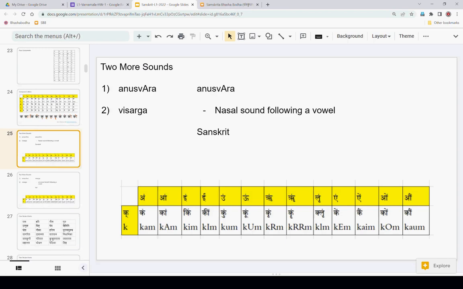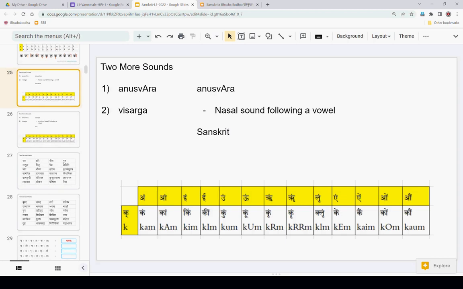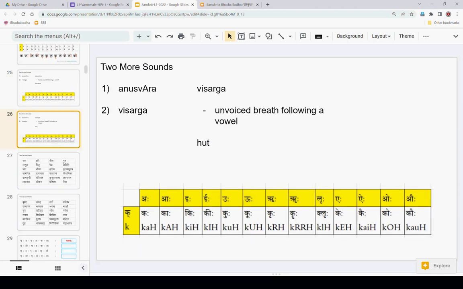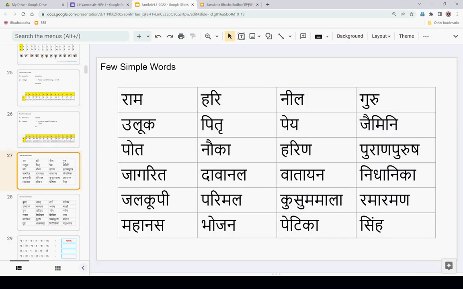And Anusvara, this is already covered. Similarly, Visarga, following a swara, like kah, kih, kuh, like that. It can follow any swara. And now it comes to a few more simple words with the other swaras added here.